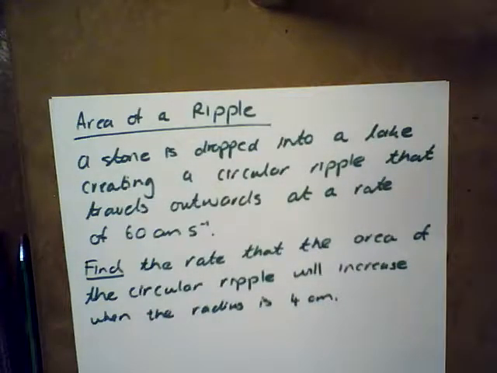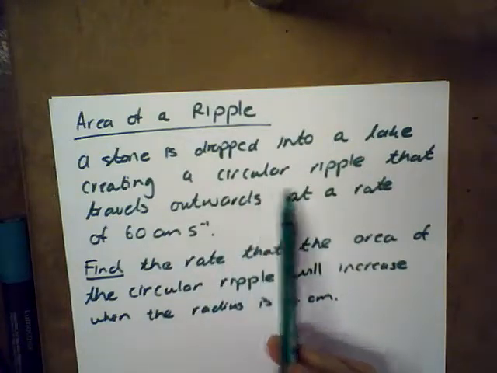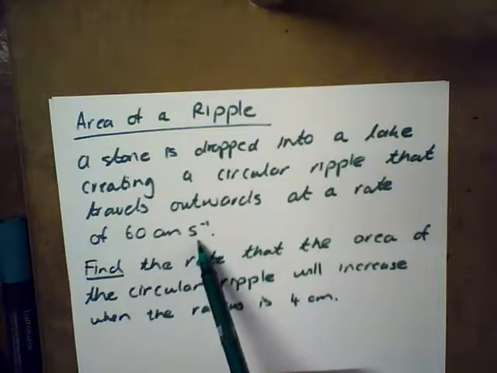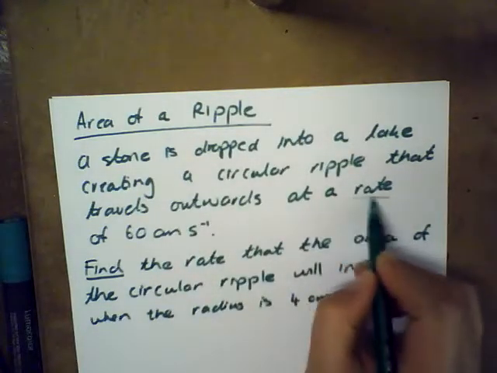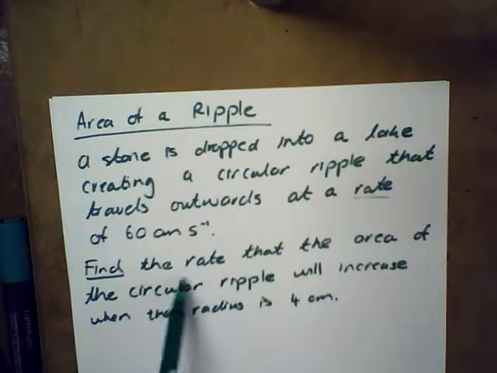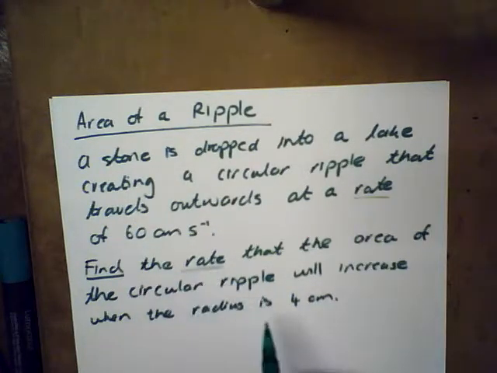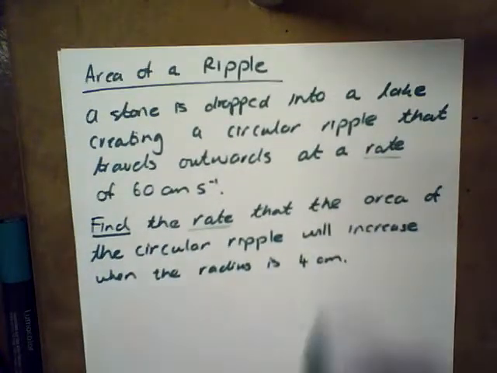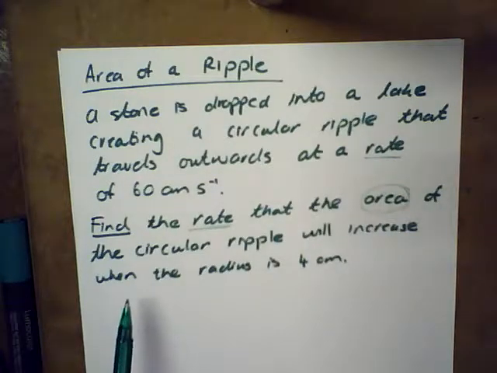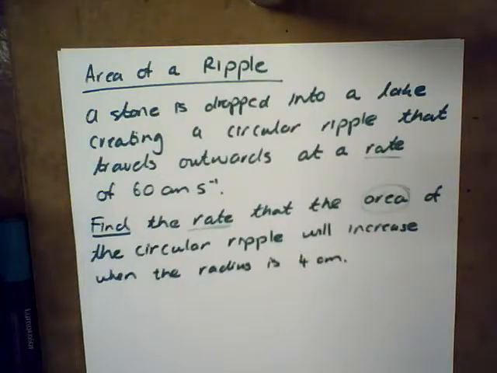The area of a ripple. Okay, a stone is dropped into a lake, creating a circular ripple that will travel outwards at a rate of 60 centimeters per second. So this is a rate. It's also a rate that we want to find, that the area of the circular ripple will increase when the radius is 4 centimeters. Okay, so let's see what we can find.